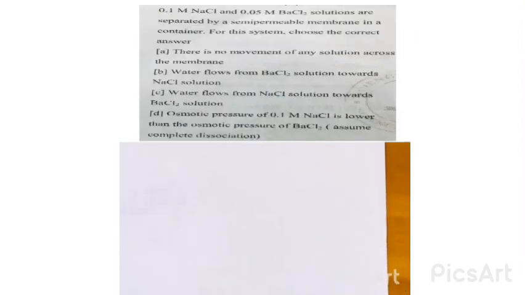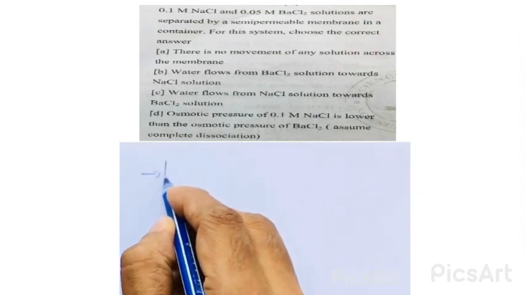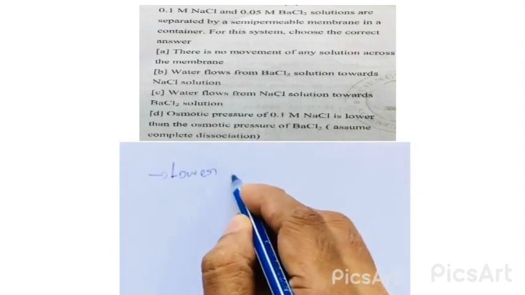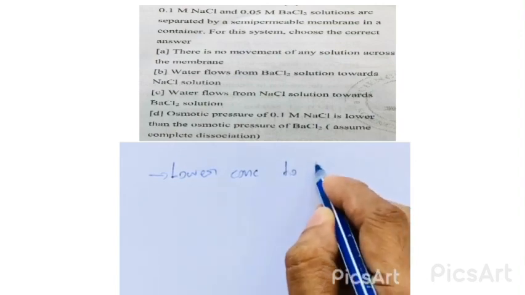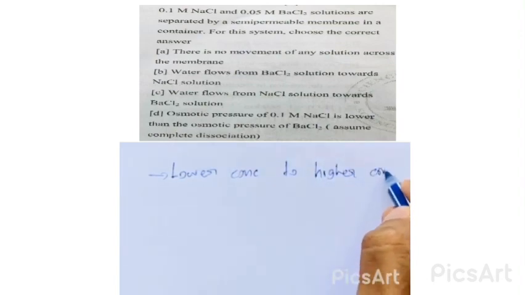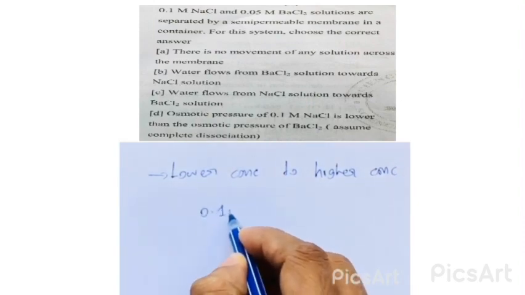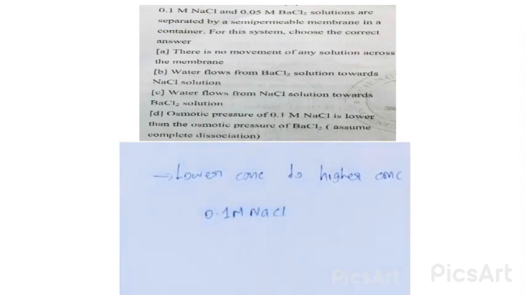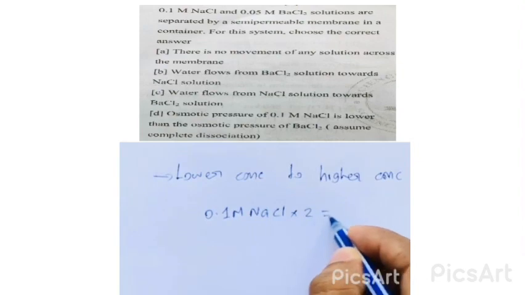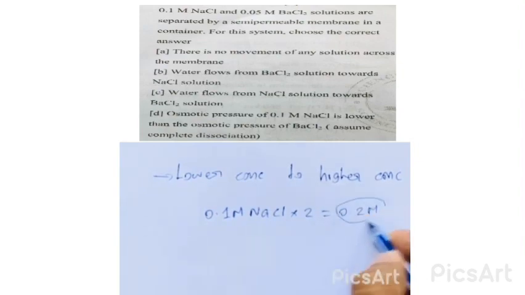In this question, we have to determine the direction of osmosis. We know osmosis takes place from lower concentration to higher concentration. Osmosis takes place from lower concentration to higher concentration. But the problem here: 0.1 molar NaCl, but NaCl will dissociate to 2 ions. So into 2 it becomes 0.2 molar.